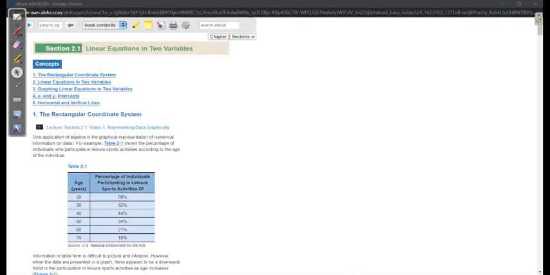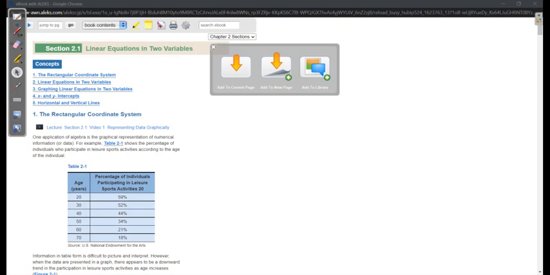All right, right now we are talking about Chapter 2, Section 1. We're going to be talking about linear equations in two variables.